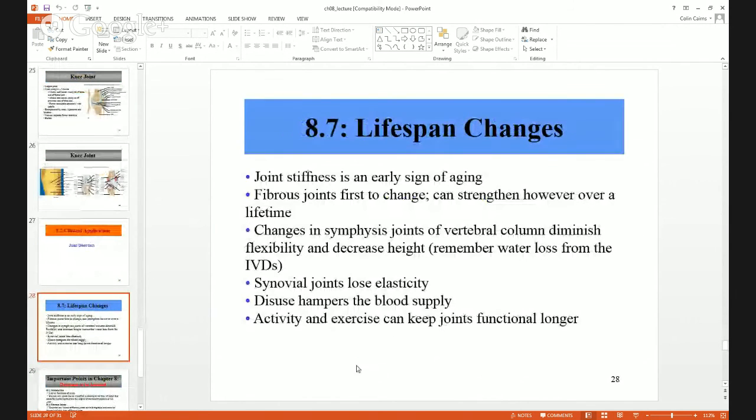So let's talk about lifespan changes, and we're going to be going over the points to know. Joint stiffness is an early sign of aging. Fibrous joints are the first to change, can strengthen, however, over a lifetime. Changes in symphysis joints of the vertebral column diminish flexibility and decrease height. Synovial joints lose elasticity. Disuse hampers the blood supply. Exercise and activity can keep joints functional longer.